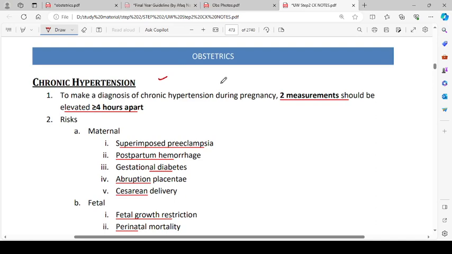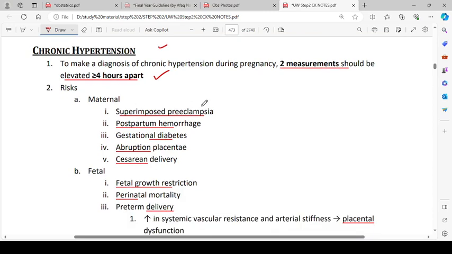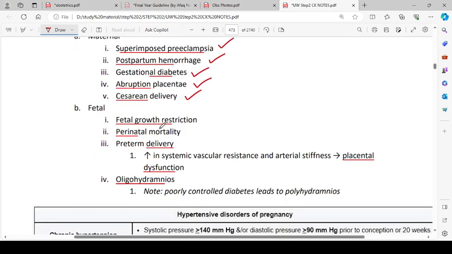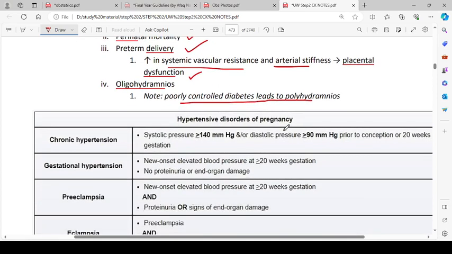To make the diagnosis of chronic hypertension during pregnancy, two measurements should be elevated more than 4 hours apart. So, two measurements of elevated blood pressure more than 4 hours apart indicate chronic hypertension. Maternal risks can be superimposed preeclampsia, postpartum hemorrhage, gestational diabetes, placental abruption and cesarean delivery. Fetal risks are fetal growth restriction, perinatal mortality, preterm delivery, increase in systemic vascular resistance and arterial stiffness, placental dysfunction, oligohydramnios. Note, poorly controlled diabetes leads to polyhydramnios.